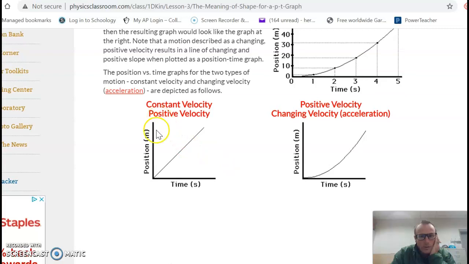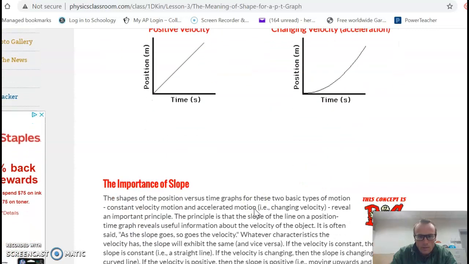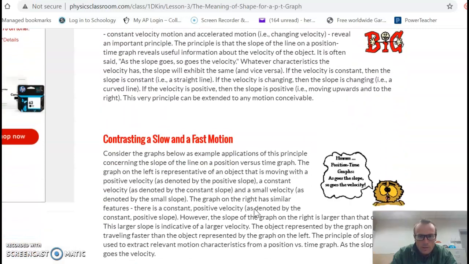Like I could give you a graph that looks like this, and you tell me what's going on. Well, there's the answer. We have constant velocity. You know that because we have a straight line. And here we have changing velocity, positive dimension, and we have that acceleration that we talked about. So slope is a big thing.